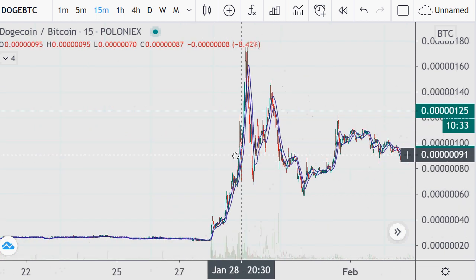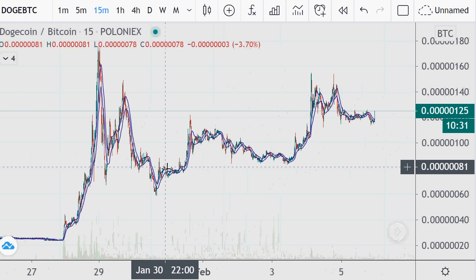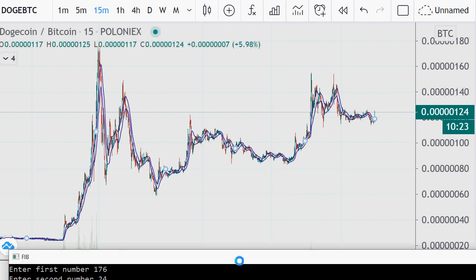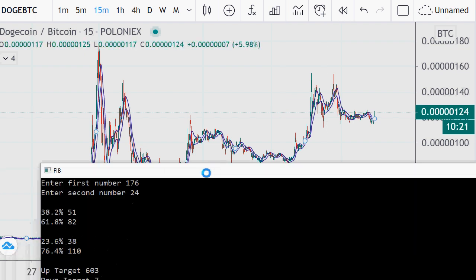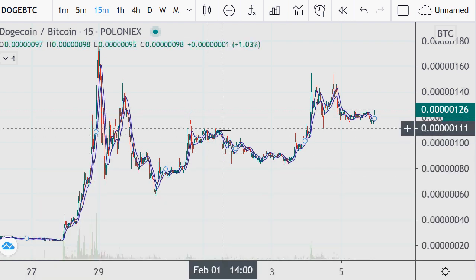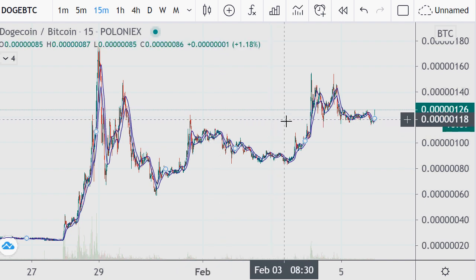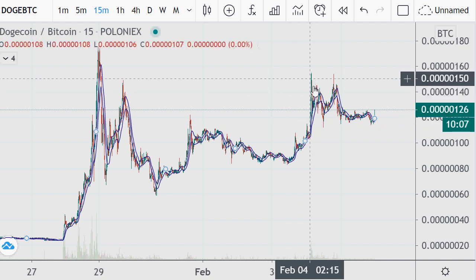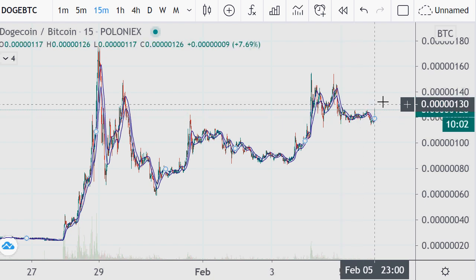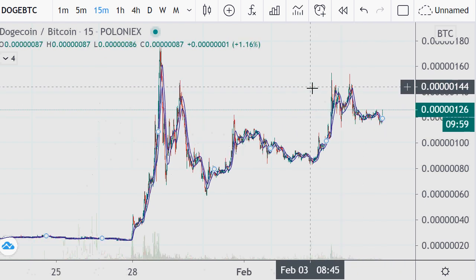So 82. I didn't pierce extra here. And then the next number after that, the 110 handle. I do like how it's held and stayed above it like it has. But you resist here, come back down, make a pretty much matching high, come back down. And it just hasn't been able to sustain any short-term rallies.